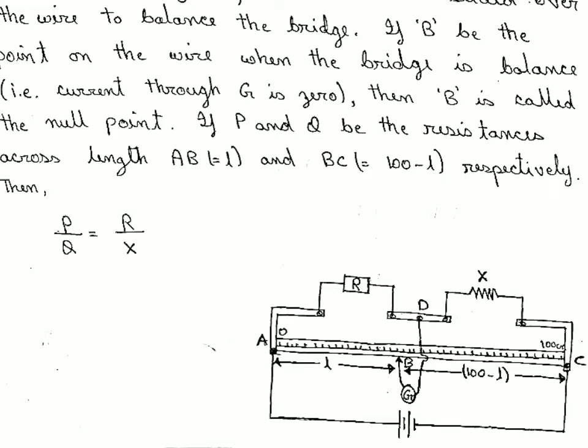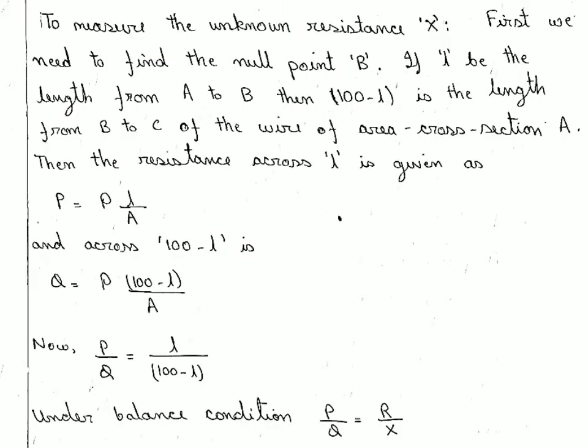And we have to measure the length L, which will give us the resistance P, and the length 100 minus L, which will give us the resistance Q. Now the resistance of a wire of length L and area of cross section A is given by rho L by A. Hence the resistance P is equal to rho L by A. And the resistance of the wire of length 100 minus L, which is Q, is equal to rho (100 minus L) divided by A. This formula we have done while studying resistances and the factors on which the resistance depends upon.